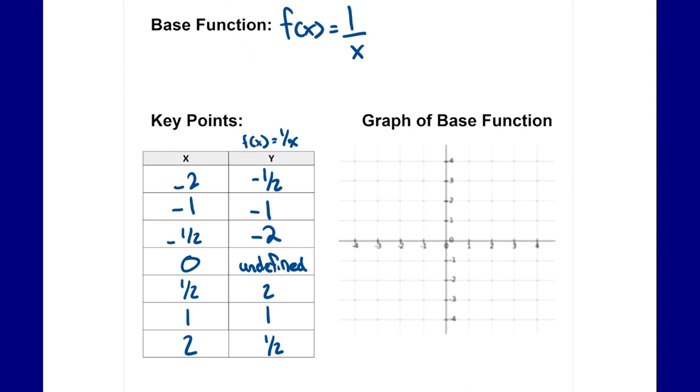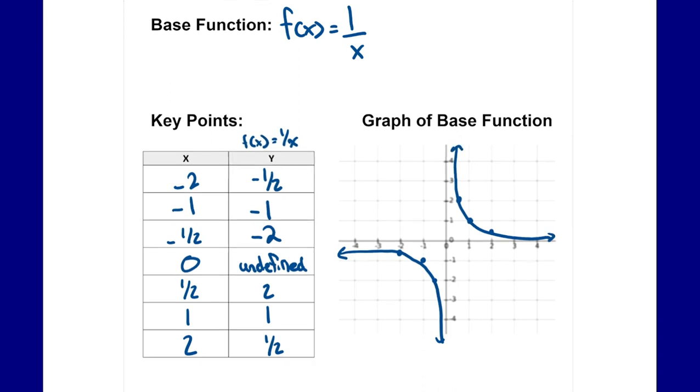So -2 and -1/2, -1 and -1, -1/2 and -2. At 0, there's nothing. At 1/2, there is 2. At 1, it's 1, and at 2, it's 1/2. So this is actually going to look something a little bit like this.